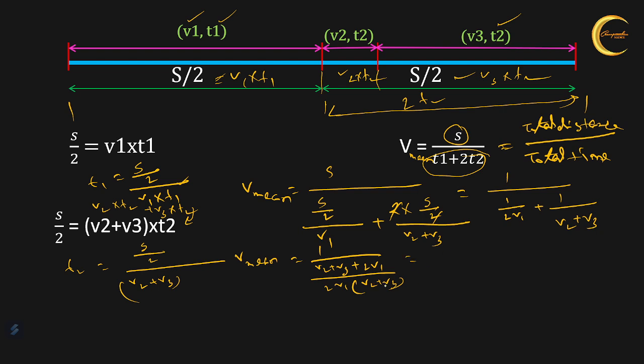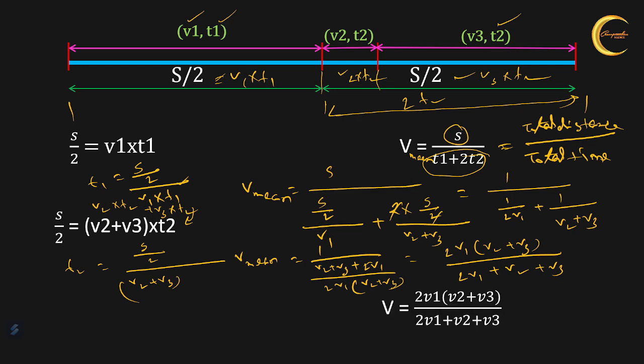So we can easily write this. This should be on the upper side, so 2v1 into v2 plus v3 divided by, I have taken this to the front side, 2v1 plus v2 plus v3. Okay, so this is our answer.